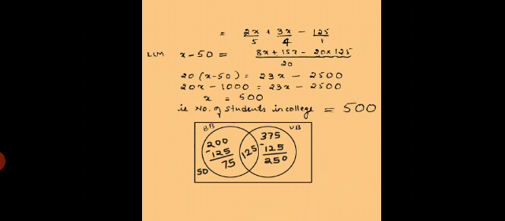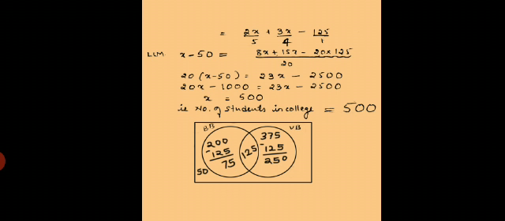So, through the Venn diagram we have shown, the first circle represents basketball, the second circle represents volleyball. Exactly in the middle of the two circles we have written 125, that is the common number of students who play both the games.